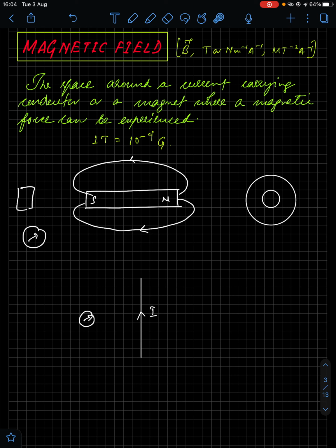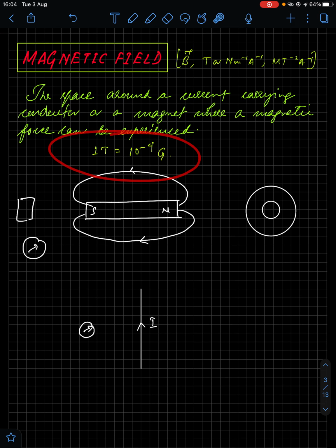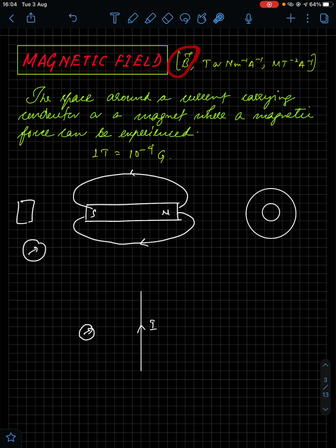I hope you understand what is a magnetic field. Magnetic field is a space around a current carrying conductor or a magnet where you can experience a magnetic force. Now the SI unit of magnetic field is Tesla and the CGS unit is Gauss. So 1 Tesla is 10 to the power 4 Gauss. This is the conversion you need to remember. Magnetic field you denote with B vector. The unit is Tesla or Newton meter inverse ampere inverse, and the dimension is this.